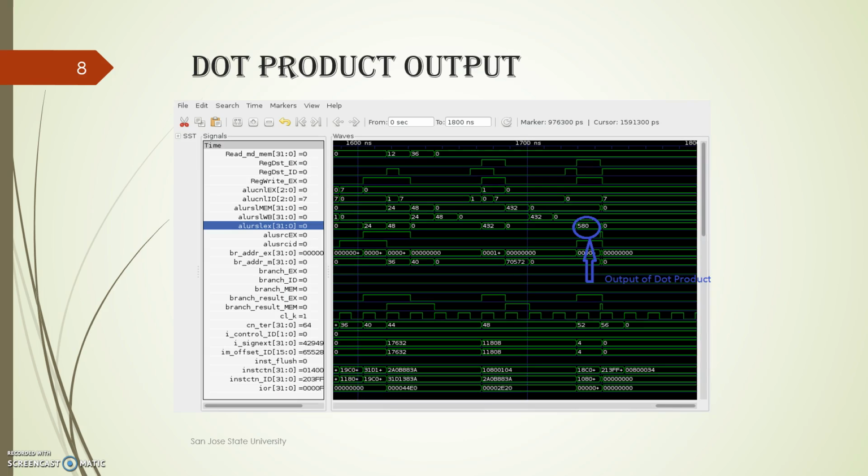Now let's see how the timing diagrams of the Verilog program came out after simulation. The result for vector A and vector B has been shown here in the timing diagram as 580, which is stored in a register called the ALU result execute, which is a 32-bit register.